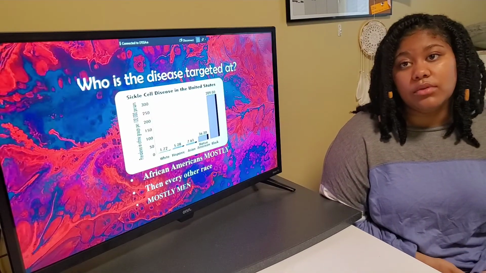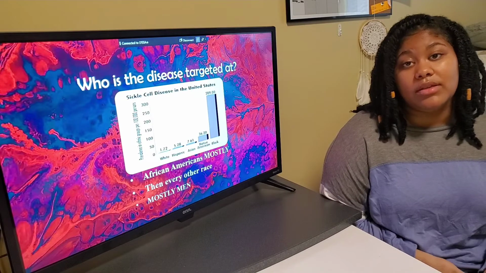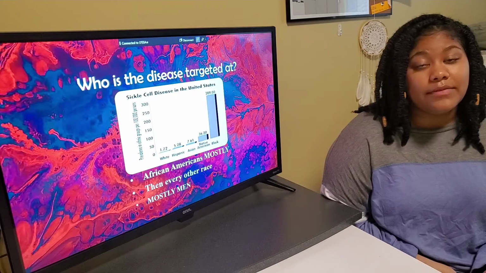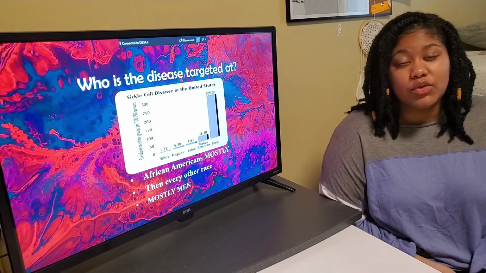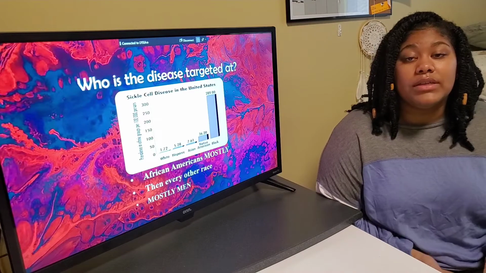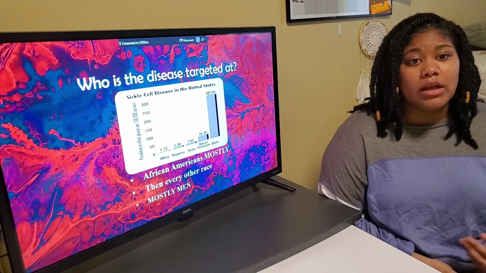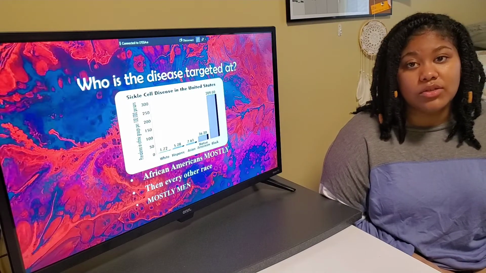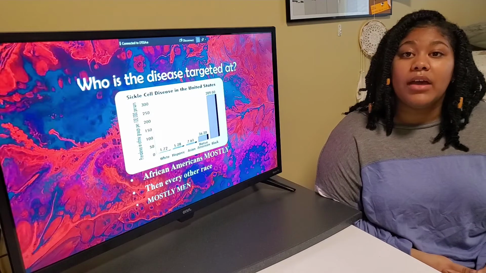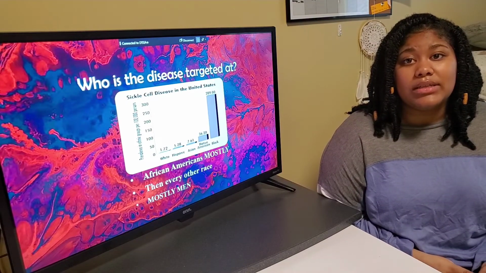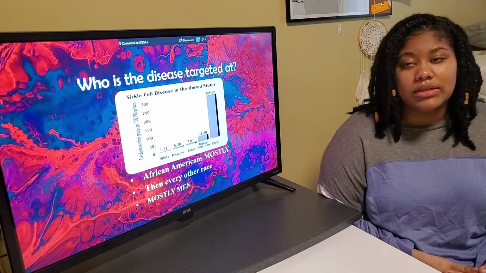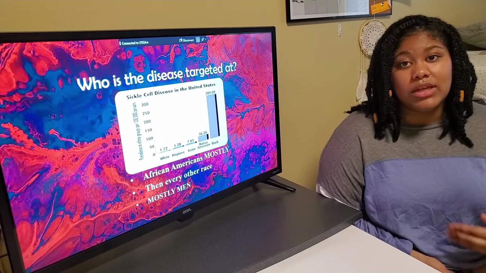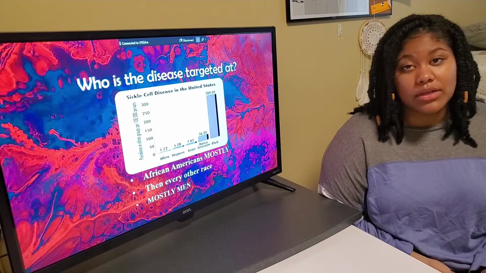Who is the disease targeted to? The disease is targeted to African Americans, as you can see from the chart. I'm not quite sure why it's specifically targeted to African Americans. I assume it is simply because all of us African Americans have a lot of things in our blood that are the same, so we catch either this disease or inherit this trait. Another thing I found interesting is that the trait, or disease, is mostly targeted to men. As I said, I inherited it from my father, so I do believe that to be true.